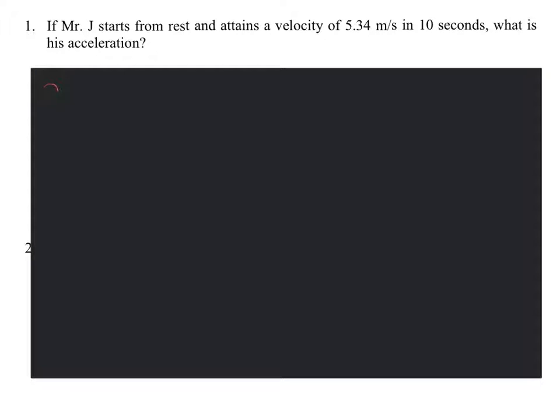First things first, I'm given a few pieces of important information. First of all, I start from rest, so that means my initial velocity is 0 meters per second. And then I finally get to a final velocity, it states, of 5.34 meters per second. It also said I changed this velocity in a total of 10 seconds. So I have quite a bit given for me.